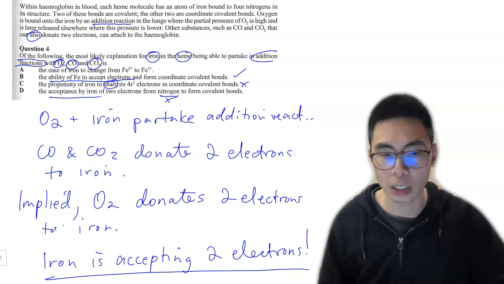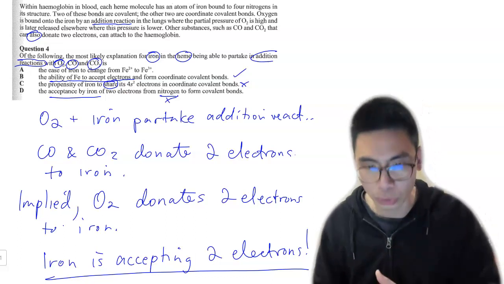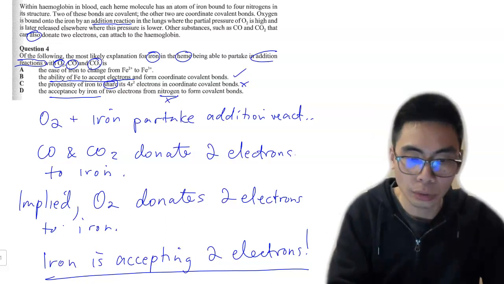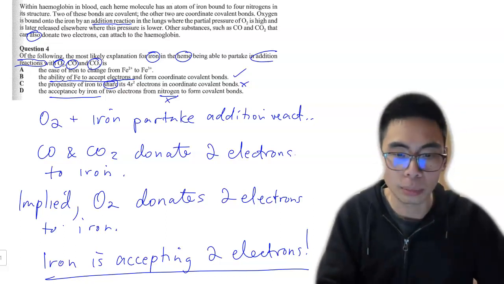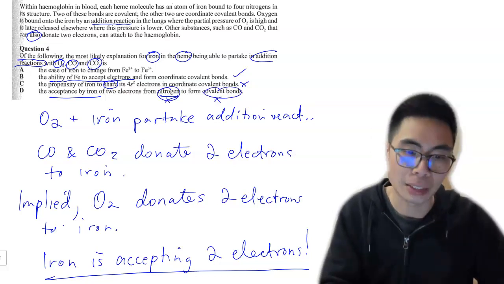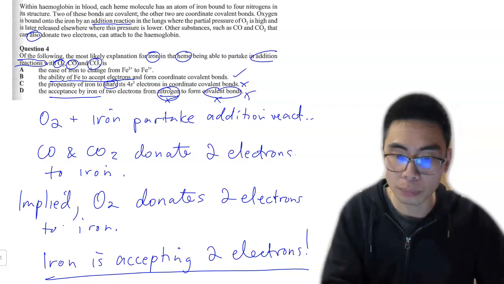So the fact that we're talking about acceptance of the electrons and also referring to covalent bonds in the same sentence doesn't really make sense. So option D kind of looks right, but the references to nitrogen and also to covalent bonds means that it's not correct. Okay, so B is looking pretty good.